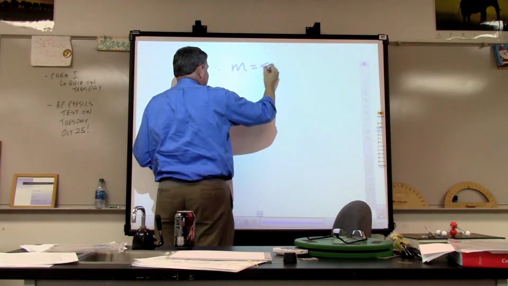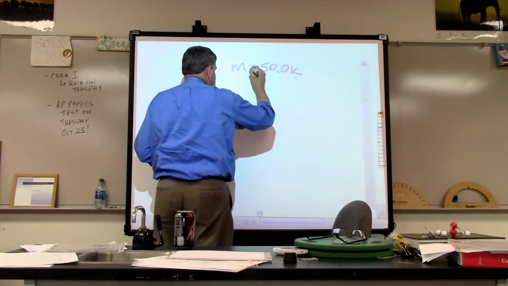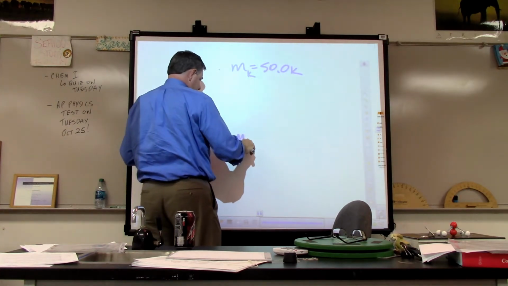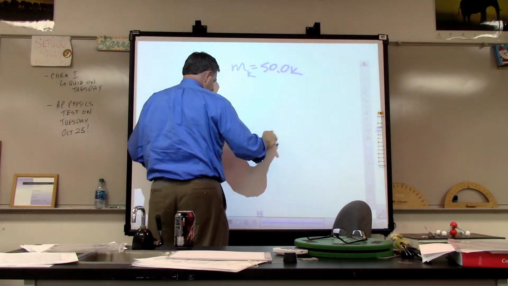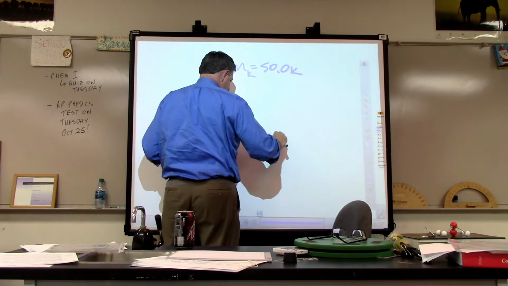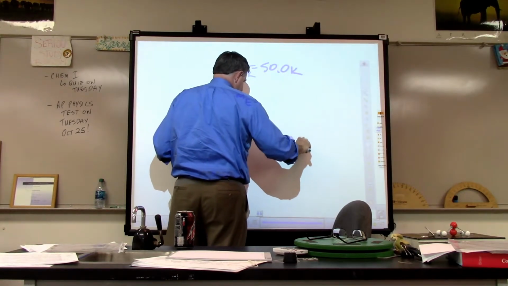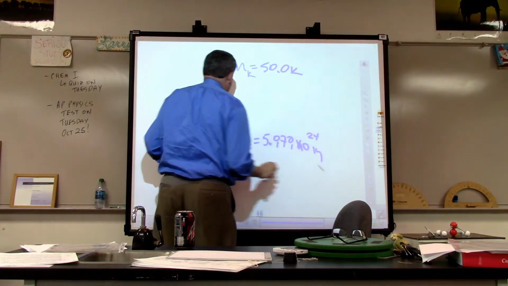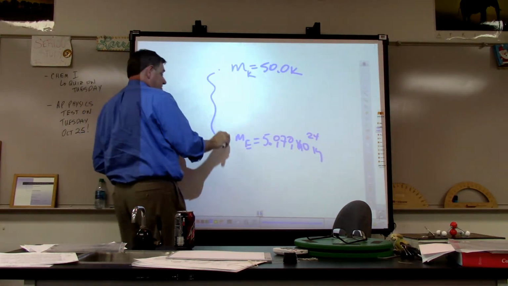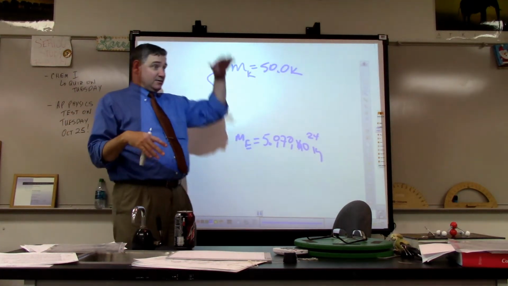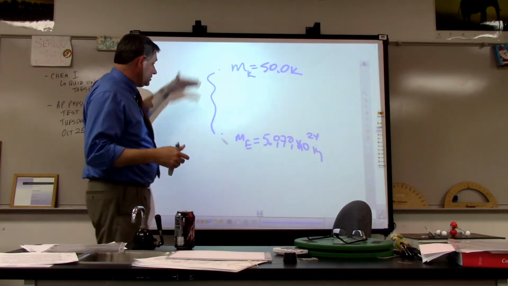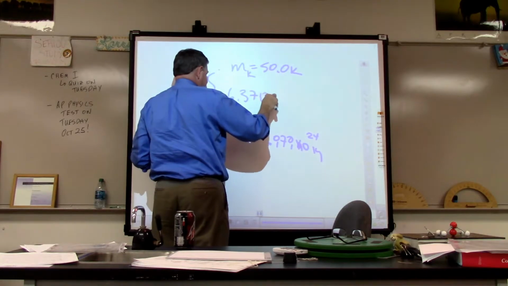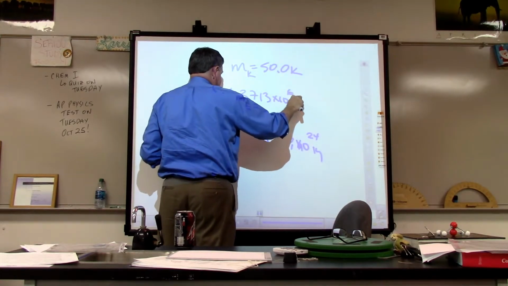Kendra's mass is still 50 kilograms. Mass of Kendra. Here's the mass of the Earth, still 5.979 times 10 to the 24th kilograms. And assuming that Kendra is standing on the surface of the Earth, and not on the top of Mount Everest or out in orbit, these 2 points are separated by 3.713 times 10 to the 6th meters.